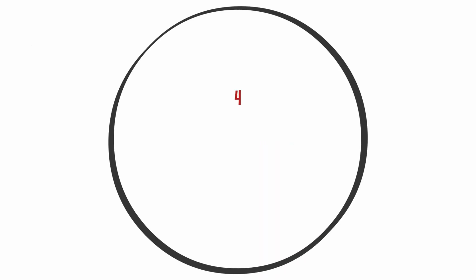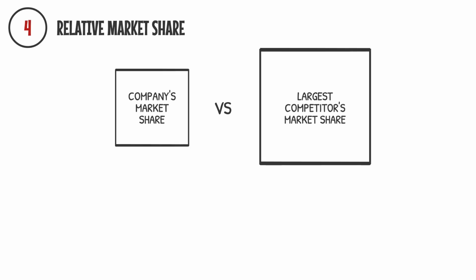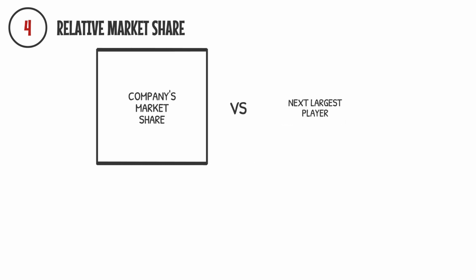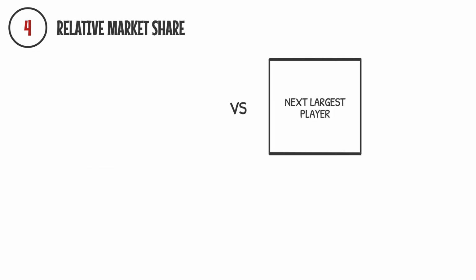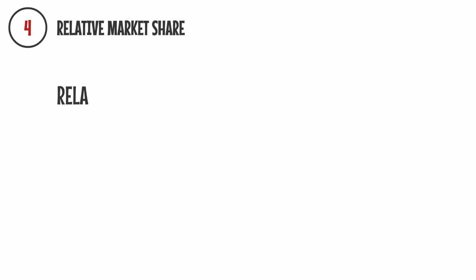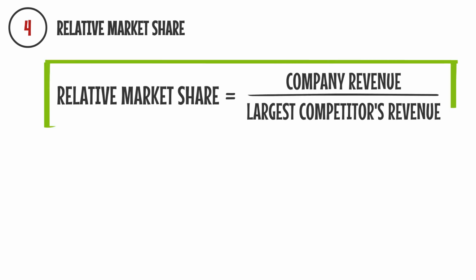Number 4, relative market share. Relative market share compares a company's market share to the largest competitor's market share. It measures how strong of a presence a company has relative to the market leader. If the company is the market leader, relative market share measures how much of a lead they have over the next largest player. Instead of using company market share and the largest competitor's market share, you can use company revenue and the largest competitor's revenue. This will give you the same answer.